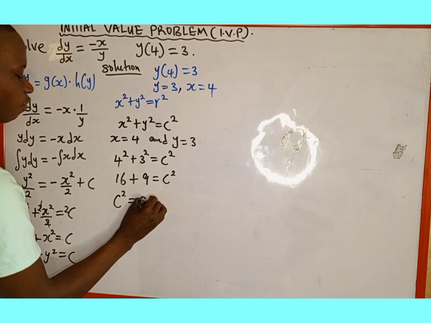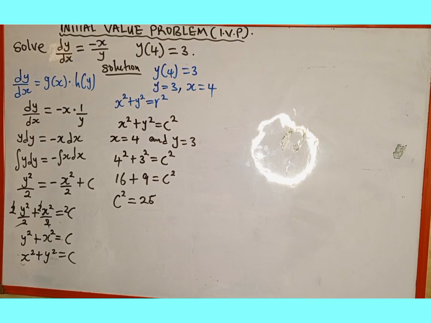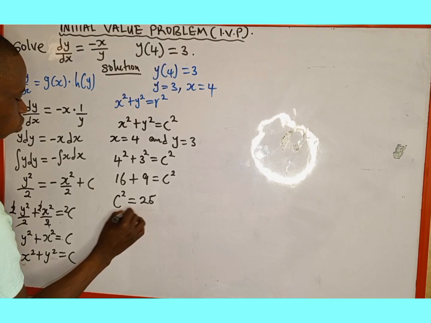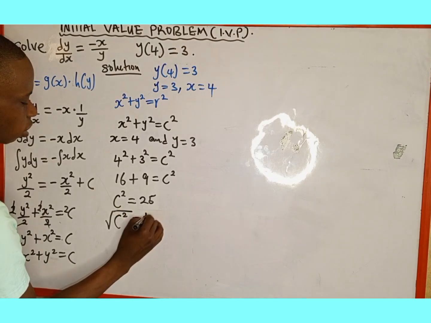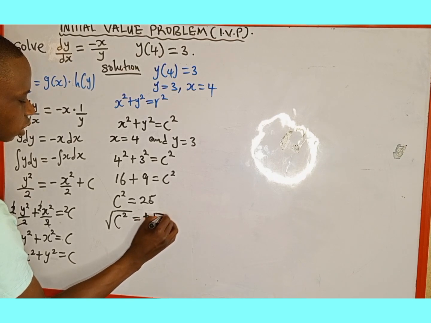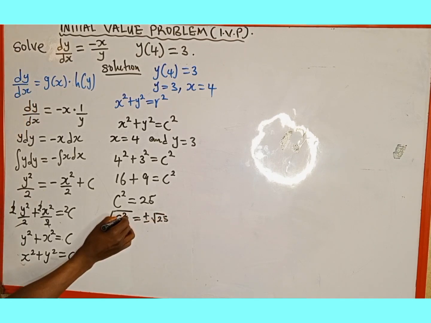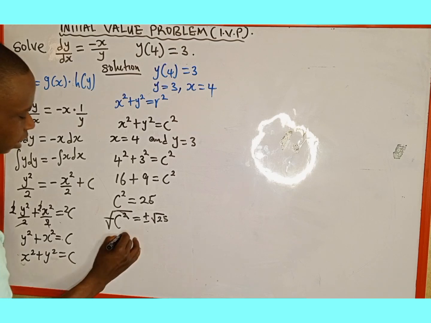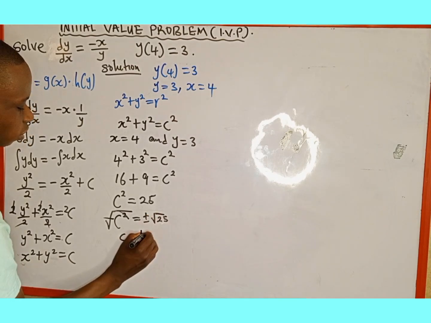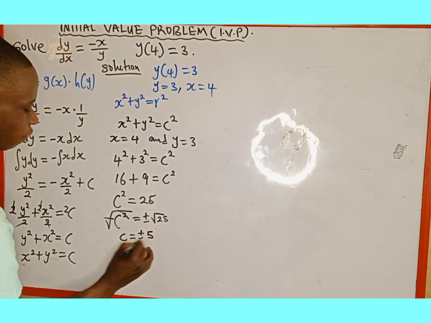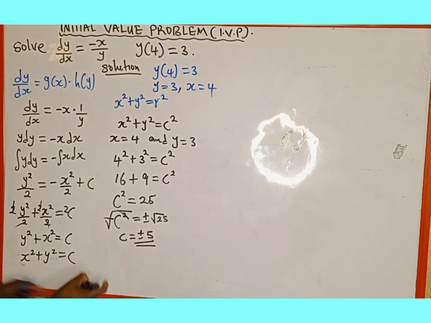Now we can take the square root of both sides in order to eliminate this square. So I'm going to have c squared, which is equal to plus or minus the square root of 25. So now this square cancels this square. c now will be equal to plus or minus the square root of 25, which of course is going to be 5. Therefore, the value of the constant here is going to be plus 5 or minus 5.